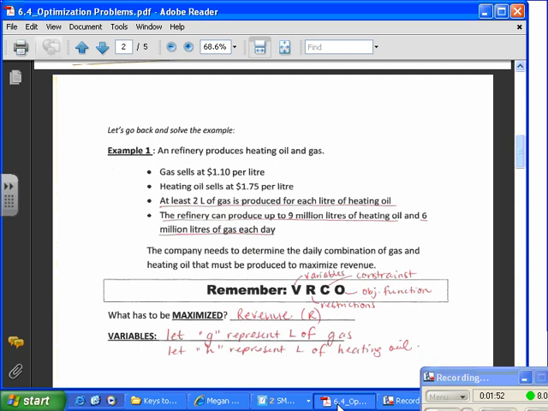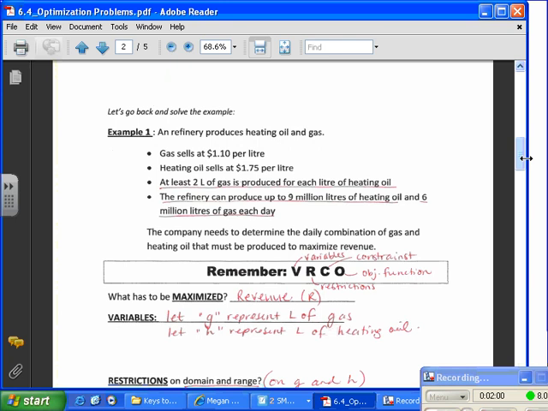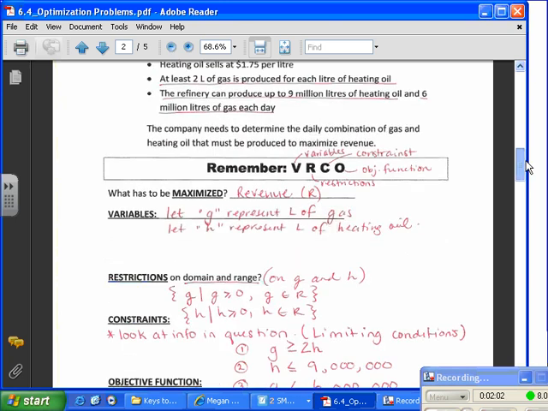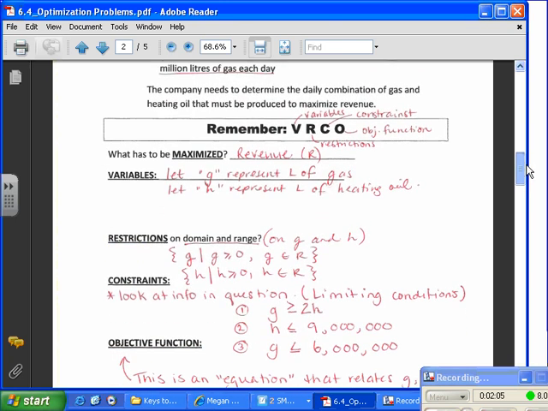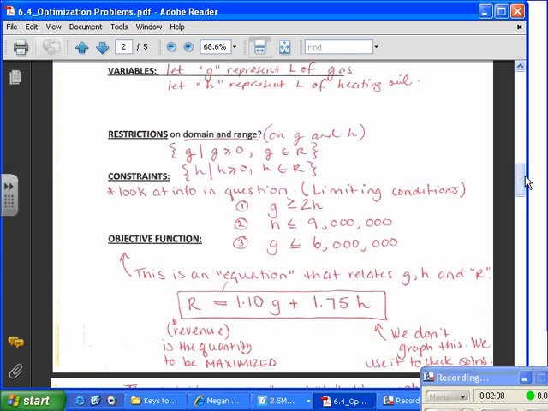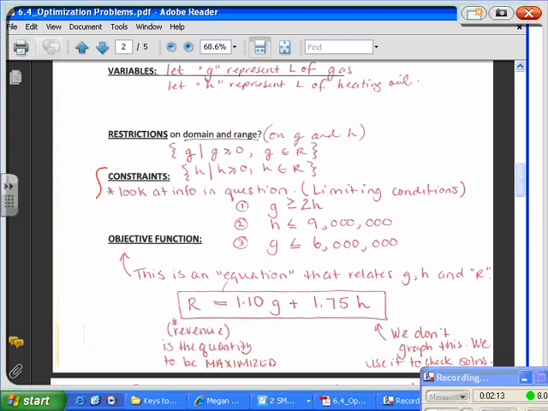We had this question where a refinery was producing heating oil as well as gas, and we defined our variables as G and H in millions of liters. We set our restrictions, and for each constraint in the question, we made a linear inequality. In total, we had 3 constraints, and we graphed those 3 constraints because we know our solution has to fall within the limits of our problem. So our solution will be somewhere in there.